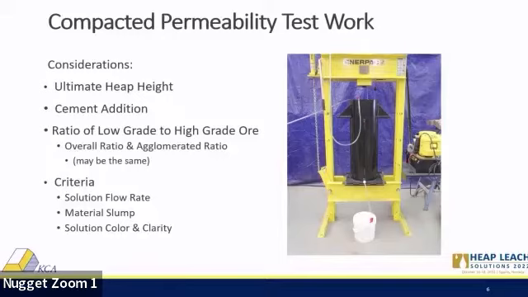With these tests, we look at the flow rate coming out, the material slump, that's the difference in height from when we started the test to when we concluded it, as well as the solution clarity and color. If you have cloudy or muddy solution coming out, that's an indication of fines migration as well as a failure of some of the agglomerates. Material slump, we're usually looking for less than 10% for a passing test. And then solution flow rate will vary depending on how large your test cell is. But in this cell, usually 10 to 14 times what your design application rate is would be considered a passing test.